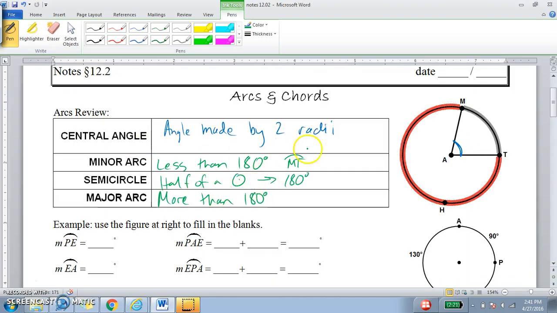Another important thing about minor arcs and major arcs: for minor arcs we always use 2 letters, and for major arcs we always use 3 letters. So an example of a major arc on here would be arc THM.